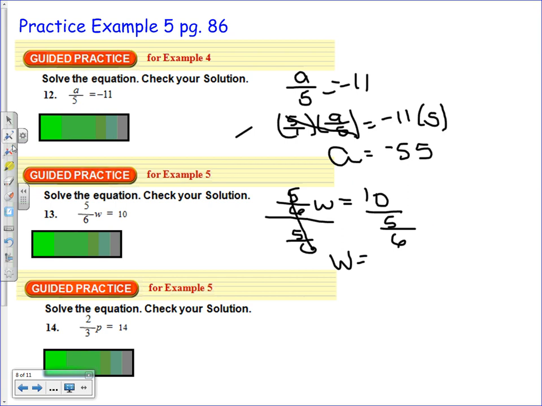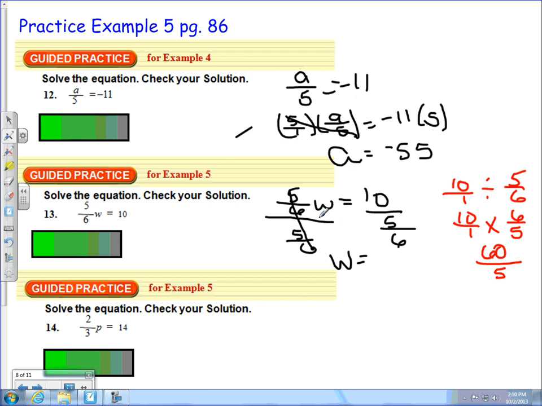Now, I'm going to actually switch colors because I want to focus on 10 divided by 5/6. Remember your rules. I know Mrs. Mullins taught them to you in 6th grade. 10 over 1, it stays. We multiply and we use the reciprocal, or we flip it upside down. Multiplying fractions straight across. 10 times 6 would be 60. 1 times 5 would be 5. 60 over 5 in its best form, if we reduce, our answer would be 12.